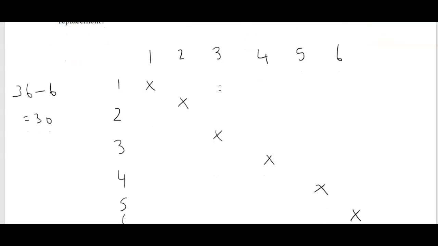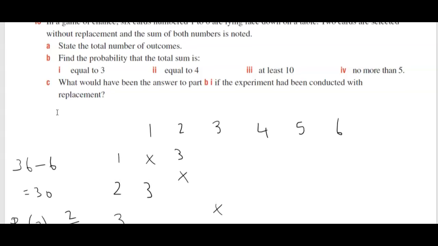So the probability of 3. Now you could go on and fill in this complete table, but it's quite time consuming, so I'm just going to fill it in as we need to. We've only got 2 numbers that can have a total of 3. So 2 out of 30, which gives you 1 over 15. And I'm just checking that I did need to do the probability.